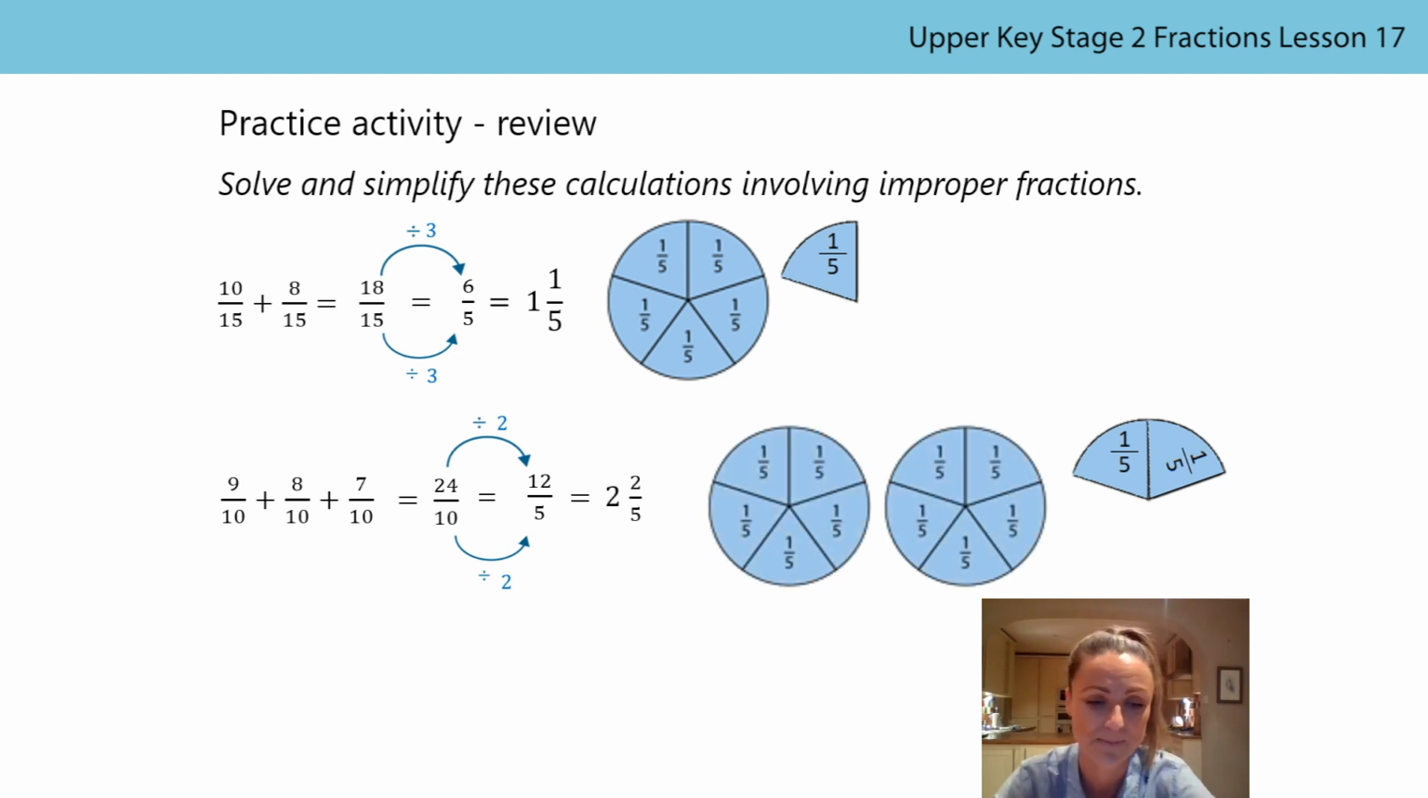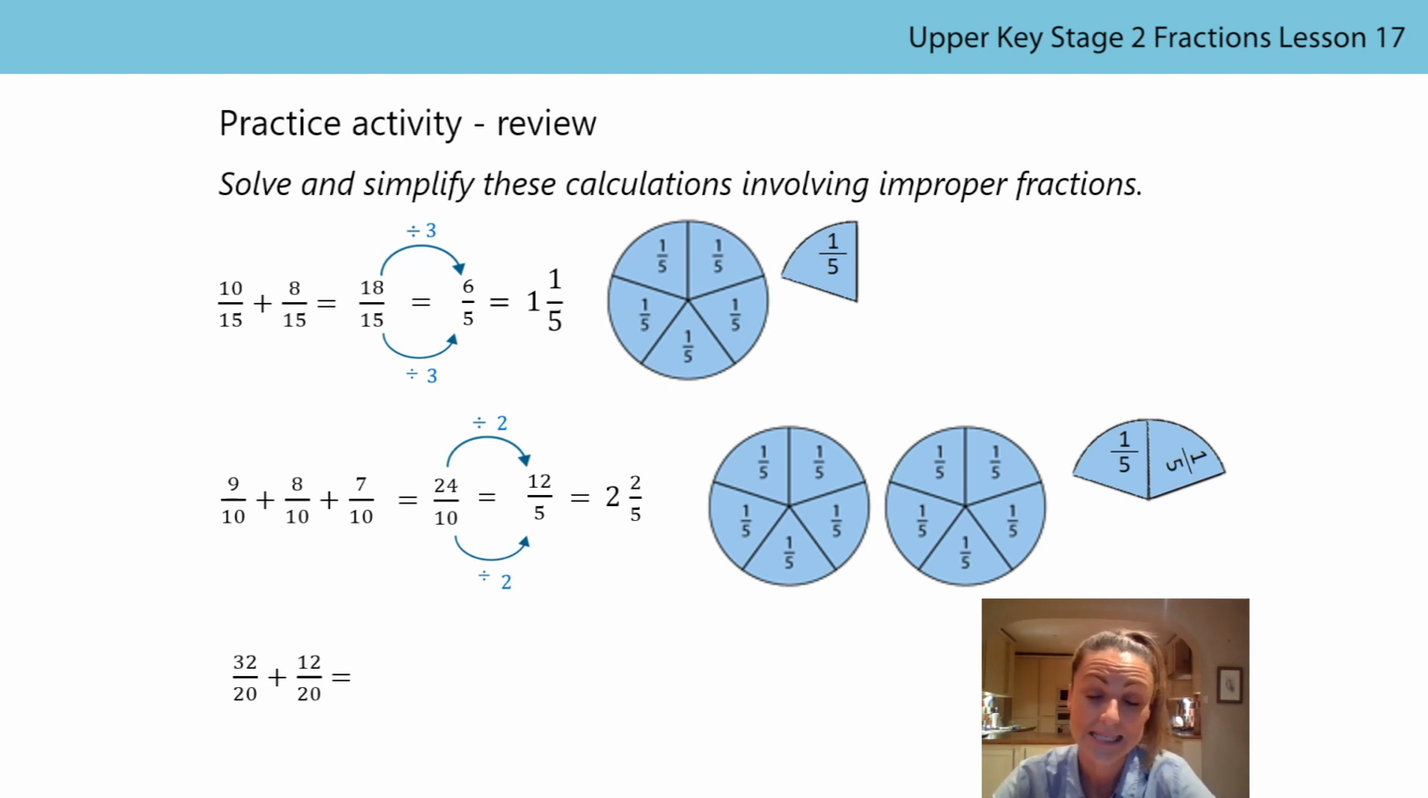The final example, the numbers are slightly bigger, but again, it's not actually more difficult. 32/20 add 12/20. Notice that the denominators are the same, and therefore we just add the numerators, giving us a sum of 44/20.